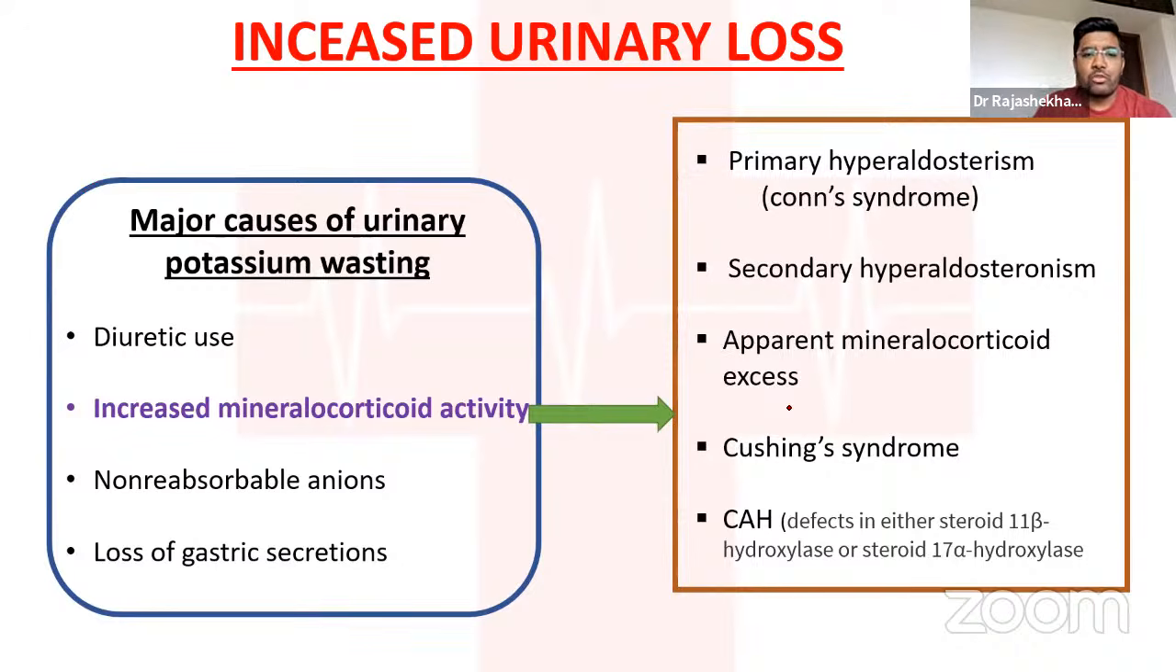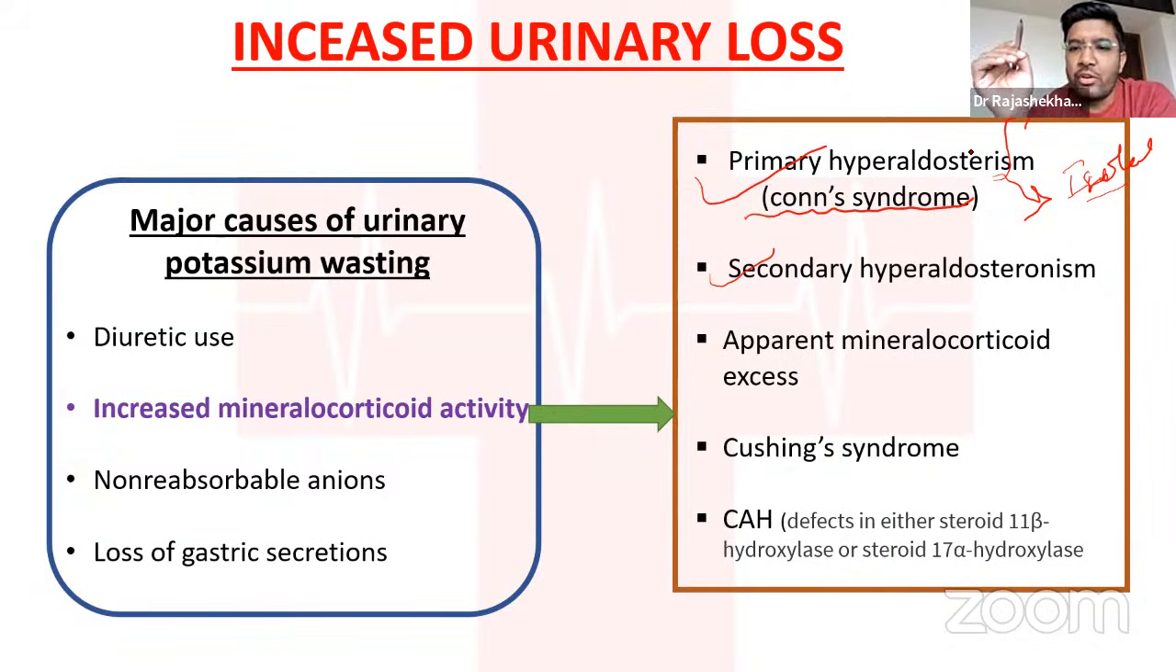Next, as I told you, any increase in mineralocorticoid activity, by directly stimulating the ENaC channel, is going to cause potassium wasting. Among that, it can be either primary hyperaldosteronism or secondary hyperaldosteronism. The primary hyperaldosteronism is a separate discussion in endocrinology. It is either familial or isolated, whereas the most common cause of primary hyperaldosteronism is usually Conn syndrome, that is an adenoma secreting the mineralocorticoids. Or it can be secondary hyperaldosteronism.